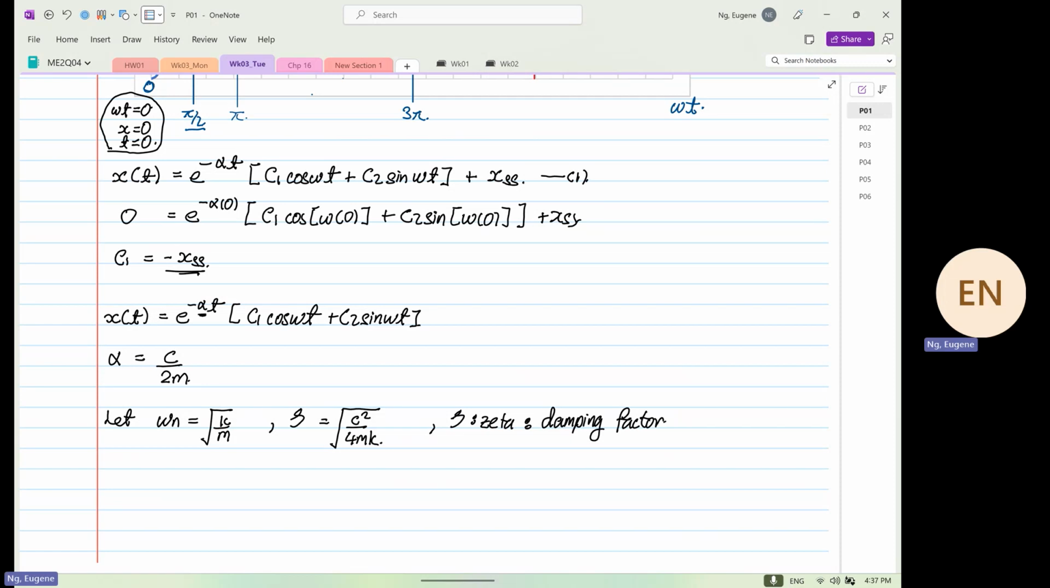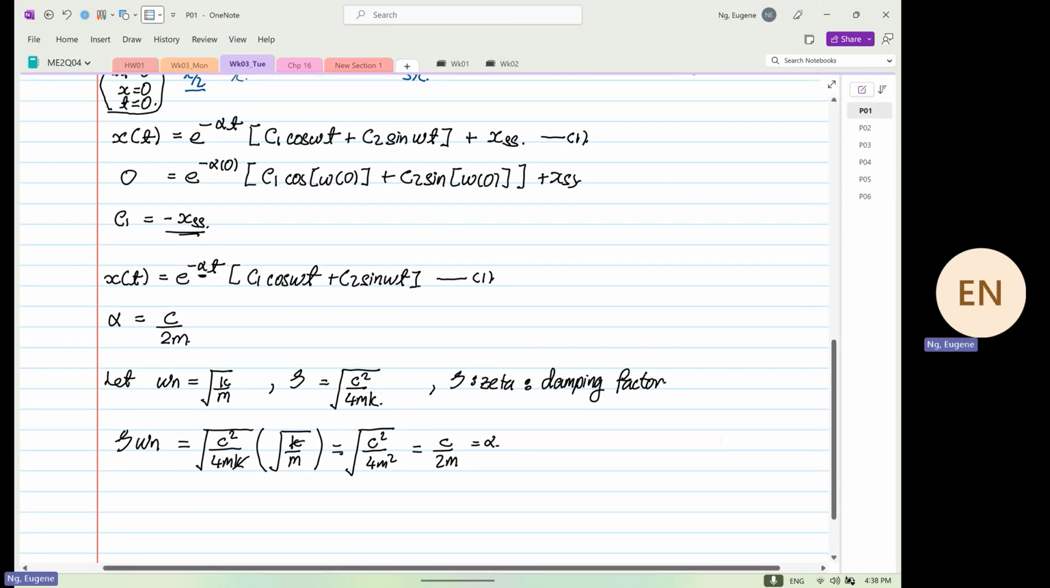Now, what I'd like to do is assemble zeta multiplied by omega n. This will be equal to the square root of c squared over 4mk, multiplied by the square root of k over m. At the end of the day, you can cancel your k, and you will get c over 2m, which is in turn equal to alpha.